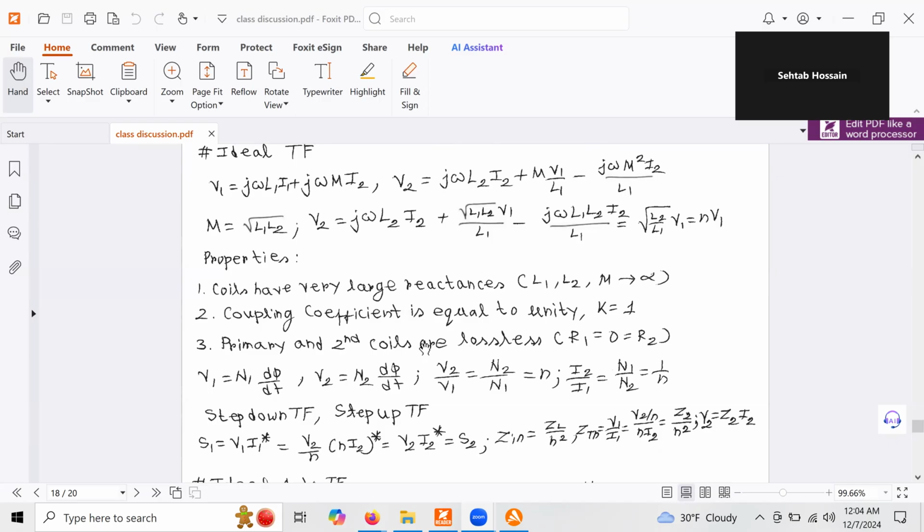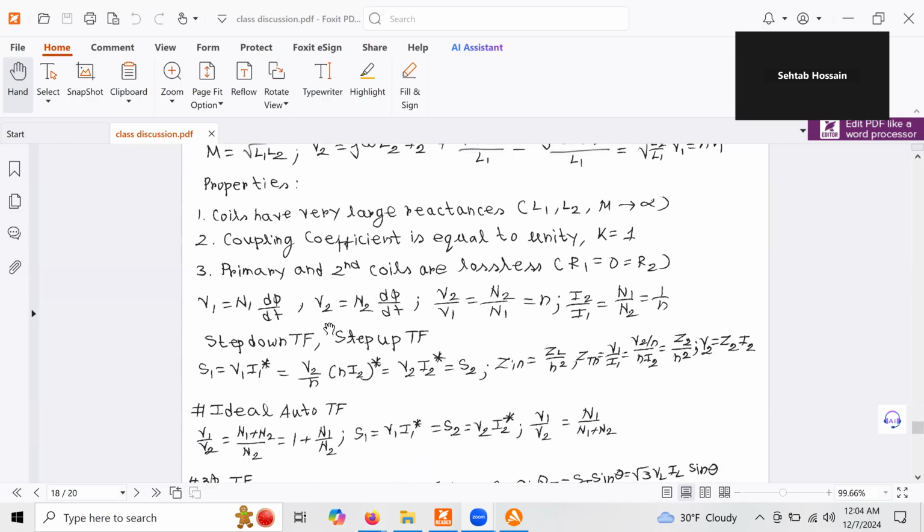If we apply these three properties for an ideal transformer, the voltage will be just like this: V2 over V1 equals N2 over N1 equals N. For the case of current, it's just the reverse. We have step down and step up transformers. In a step down transformer, the secondary side voltage will be less than the primary side, and for a step up transformer, the secondary side voltage will be greater than the primary side.